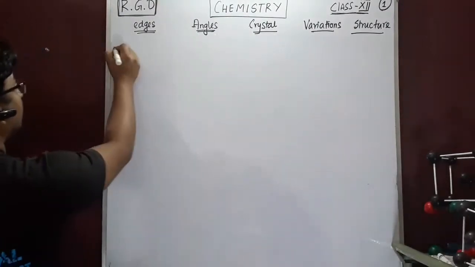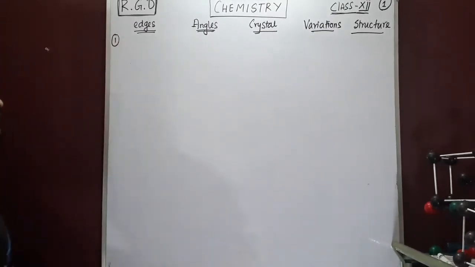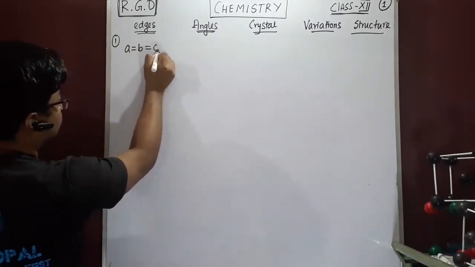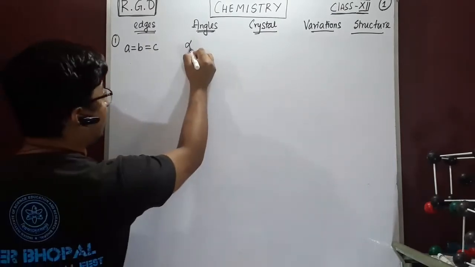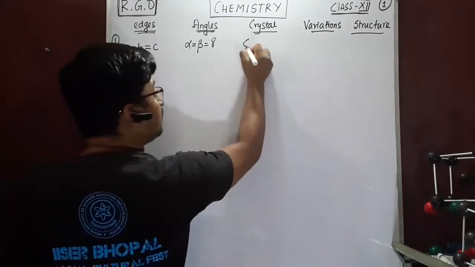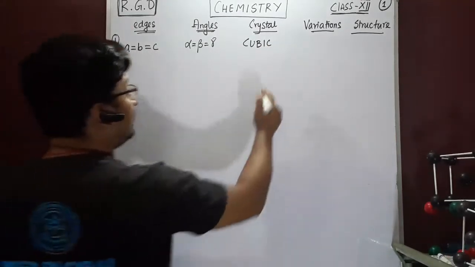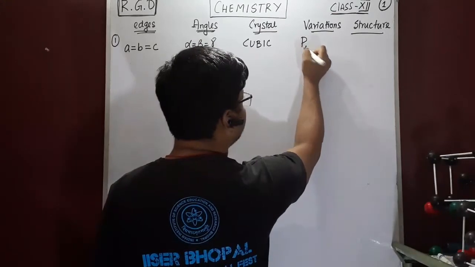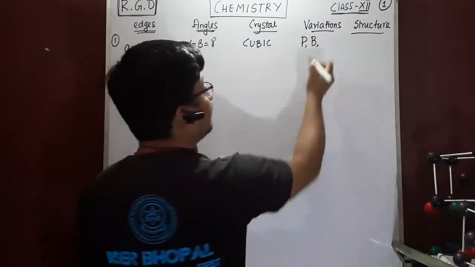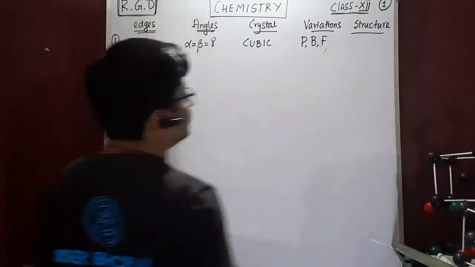Case number one. Edges: a is equal to b is equal to c. Let's start with simple. And alpha is equal to beta is equal to gamma. This is known as the cubic. What variations can happen? It can be primitive, it can be body centered, and it can be face centered.